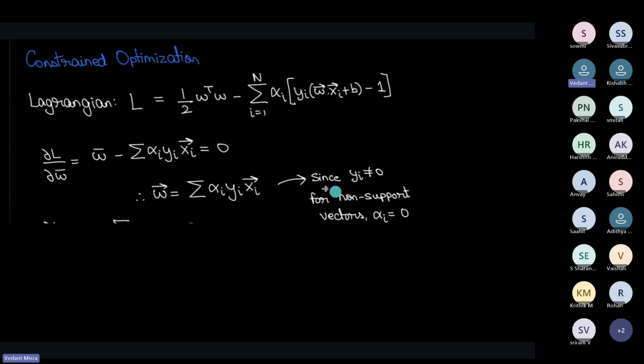So we took the derivative with respect to W. We got this thing. We can again take the derivative with respect to B. We'll get this anyways 0. This becomes, first term becomes 0. The second term will become sigma alpha y, and this again becomes 0. So this is our second equation.